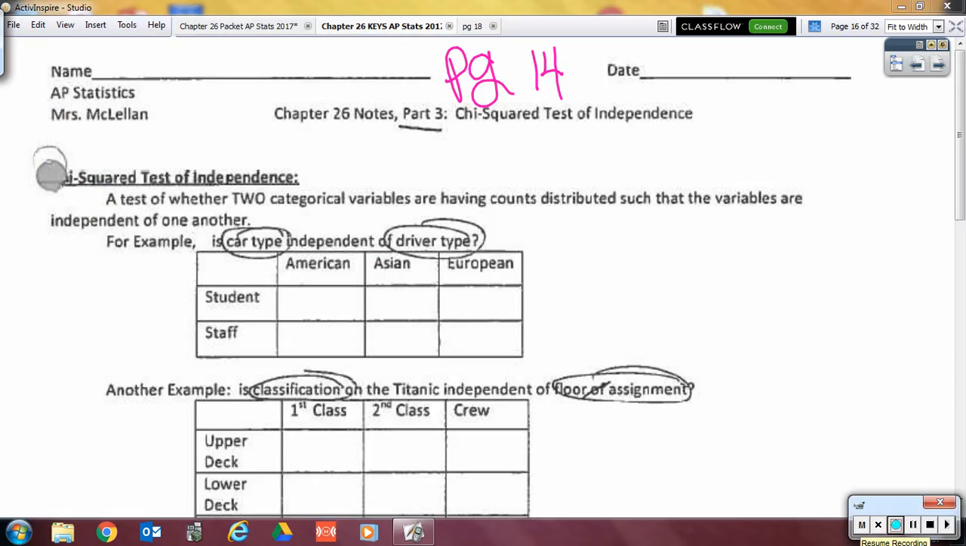On our Chapter 26 Notes Part 3, we want to talk about the last test that we're going to do. It's the chi-squared test of independence. We've now talked about 3 different kinds of tests. Before we dive into that, I would like to give you an idea of the difference between them all real quick before we get going.